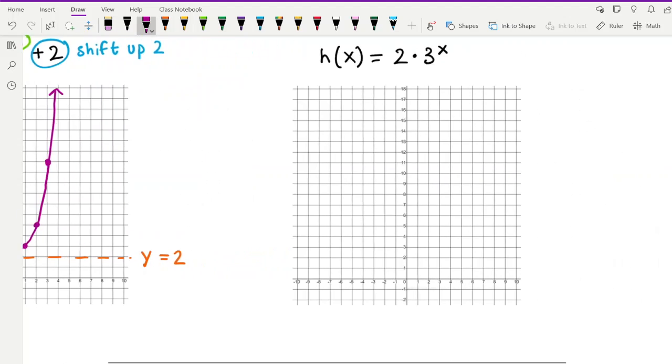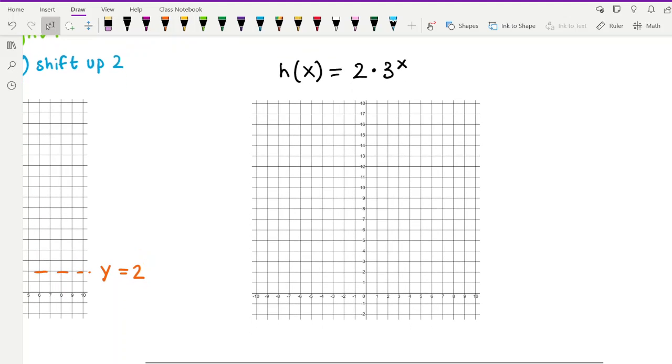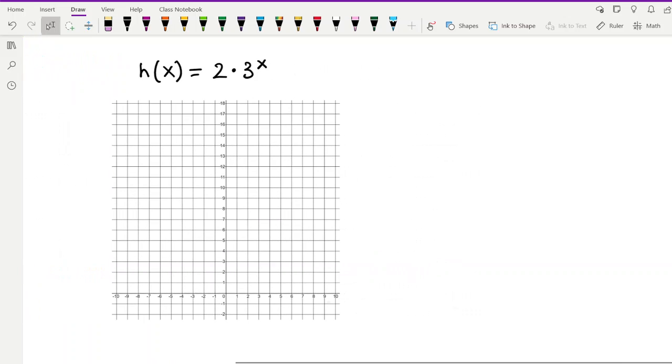Okay, so next up we have this one: 2 times 3 to the x. Before we look at how to do this as a transformation, there's one thing I want to point out that is a common mistake students can make. It's tempting to look at 2 times 3 to the x and think, oh, I can simplify that, that should equal 6 to the x. However, that is just not true.